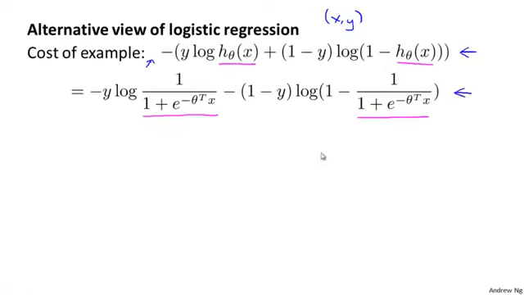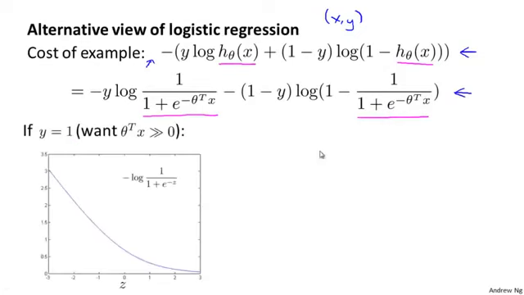Now, let's consider the two cases of when y is equal to 1 and when y is equal to 0. In the first case, let's suppose that y is equal to 1. In that case, only the first term in the objective matters, because the 1 minus y term will be equal to 0 if y is equal to 1.